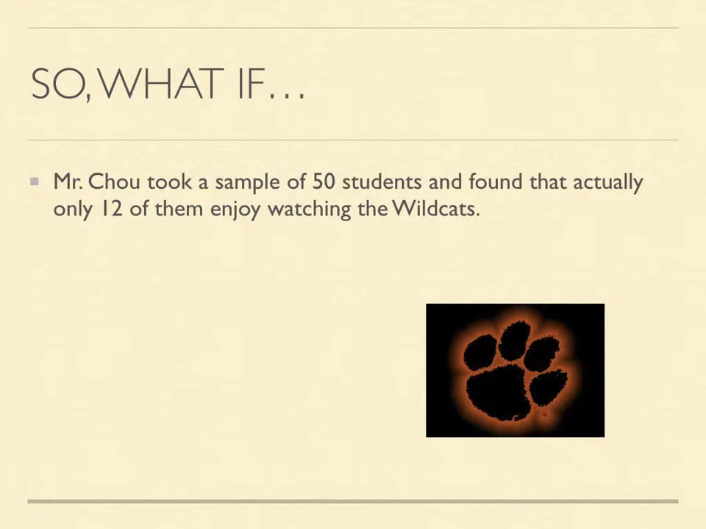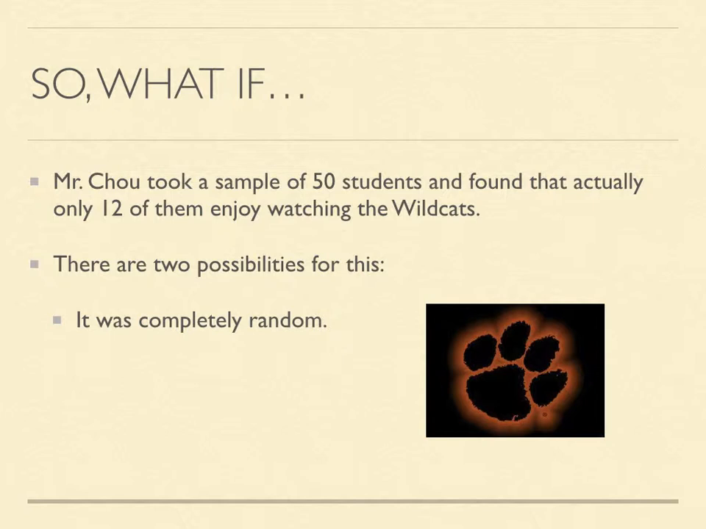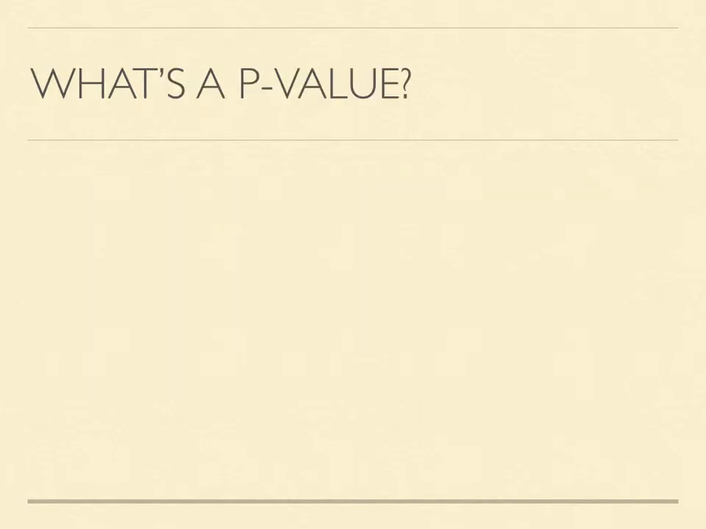So if Mr. Cho got 12 out of 50, there are two possibilities. A, it was completely random, just really bad luck for Mr. Cho to find 12 students. Or the null hypothesis is wrong, so 50% of the students don't actually like the Wildcats. It's either completely by chance or the null hypothesis is just wrong. So how do we determine between the two?